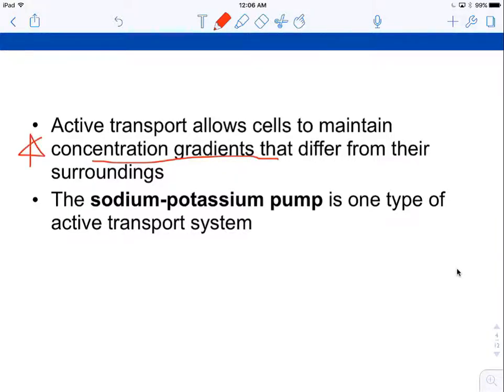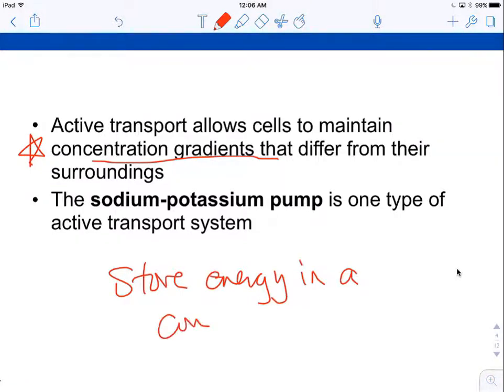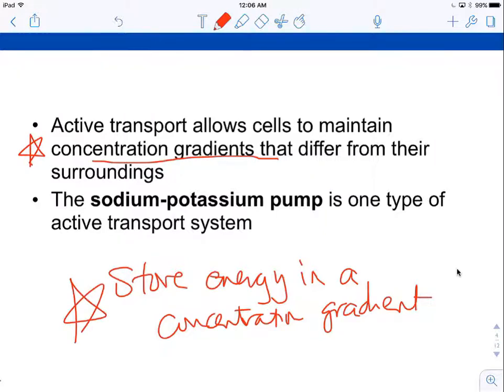And these concentration gradients, you will see over the course of our time together this year, are an extremely powerful thing. Okay, you can store energy in a concentration gradient. And this process is how cellular respiration works, it's how photosynthesis works, it's how a lot of our major systems work, our major metabolic functions.